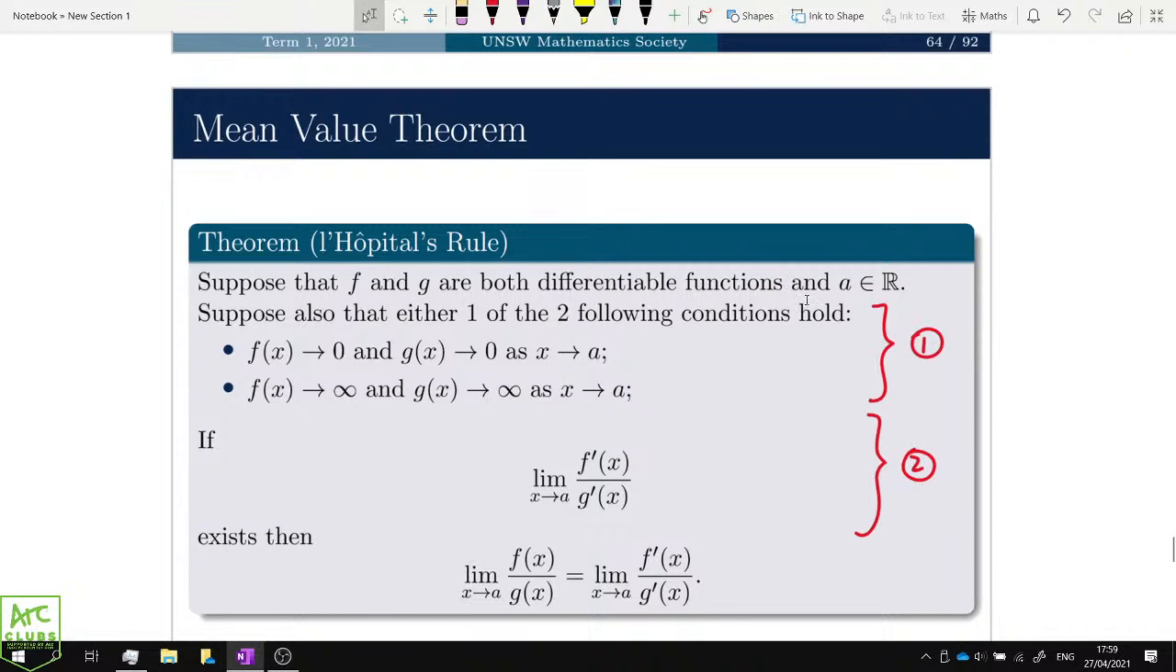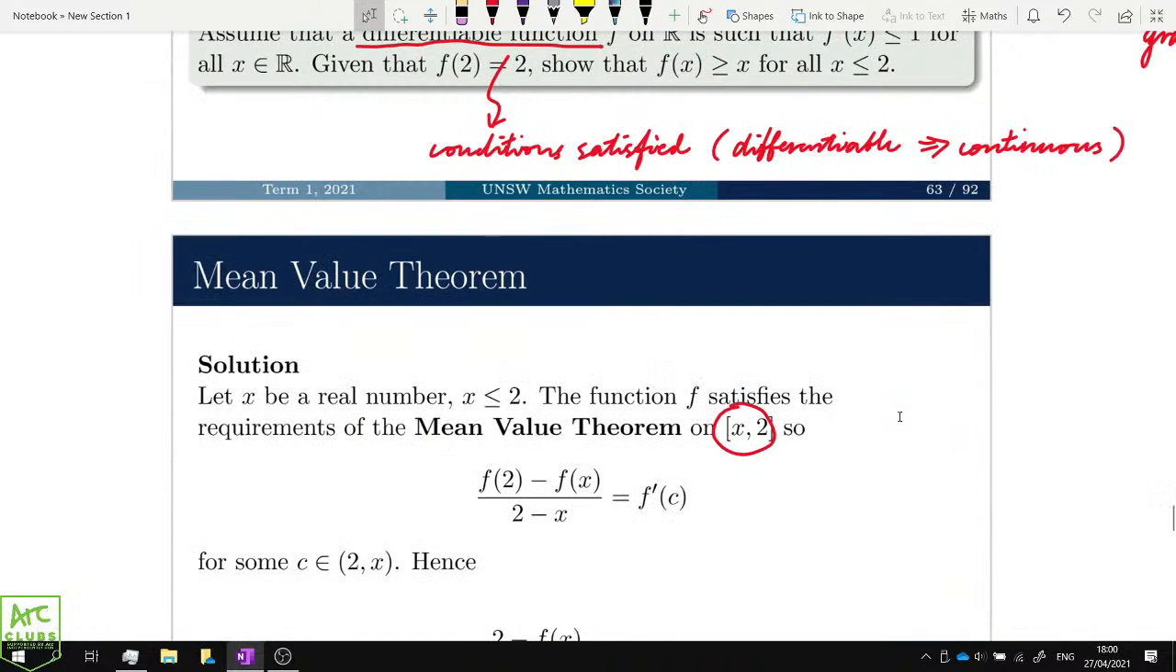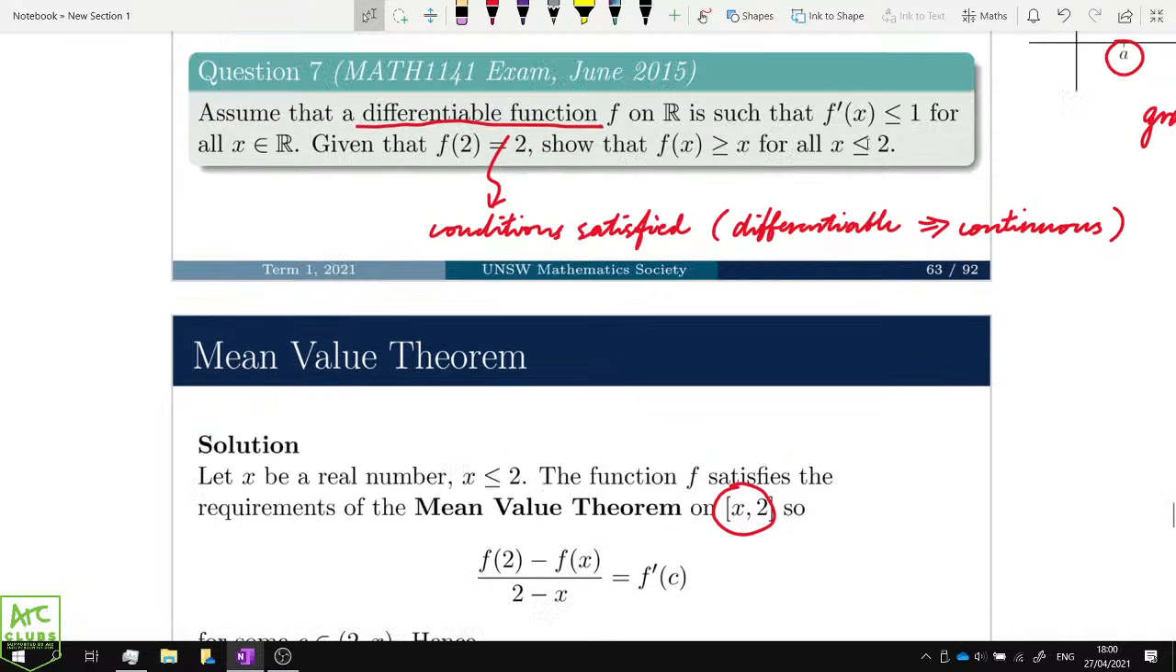sorry, just to answer a question from the chat, can you take the closed interval from a to x? In this particular case, you can't, because it says that x has to be smaller than or equal to 2. So if you write instead 2 to x, where our 2 is our a, then it doesn't work because we know x is less than 2. So 2 has to be on the right-hand side of our interval. Okay?